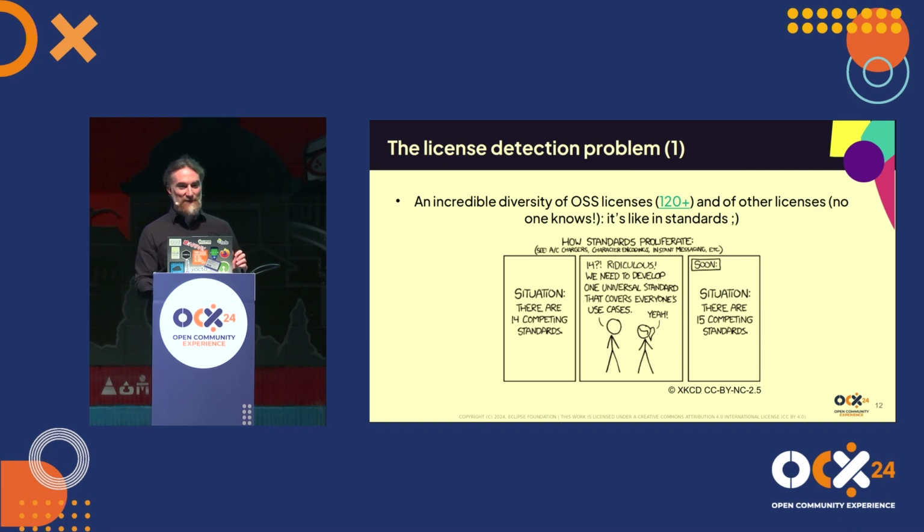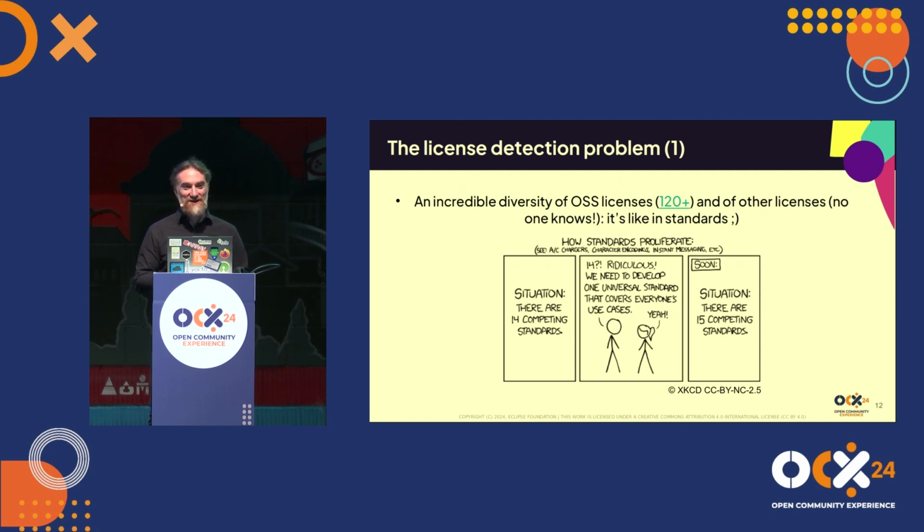Okay, so starting from the beginning, the auditor's main problem is license detection. The first issue is that there is an incredible diversity of open source licenses. The OSI website lists more than 120 approved open source licenses, but there are many more out there that are maybe open source, maybe not, maybe free licenses that do not meet the open source definition, but in any case need to be handled.